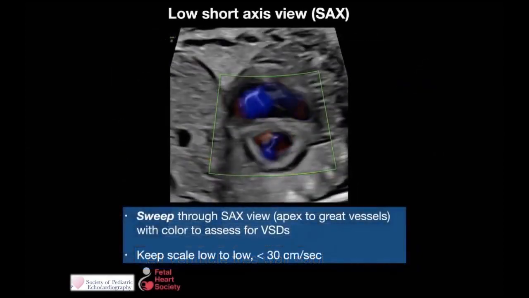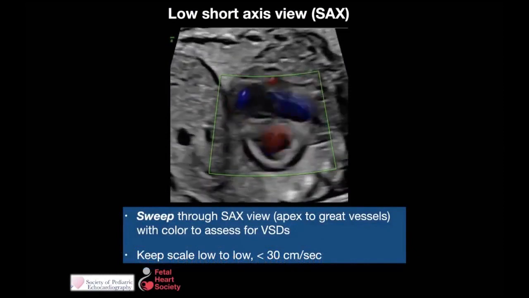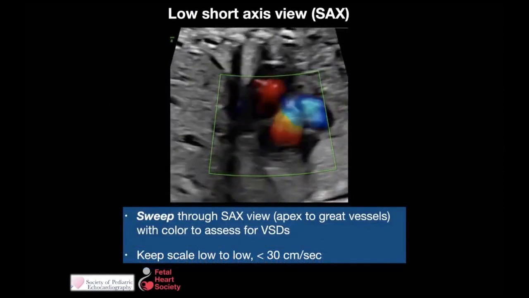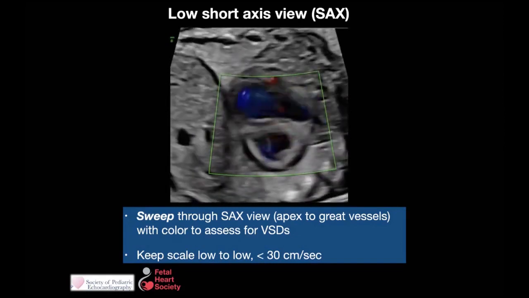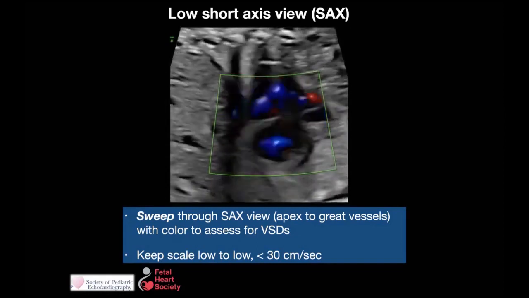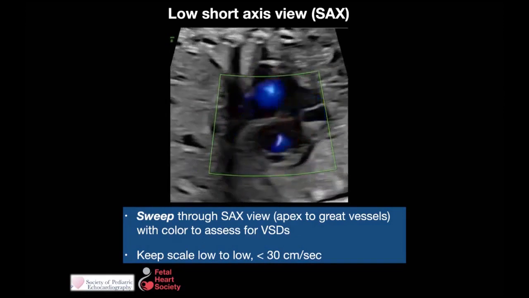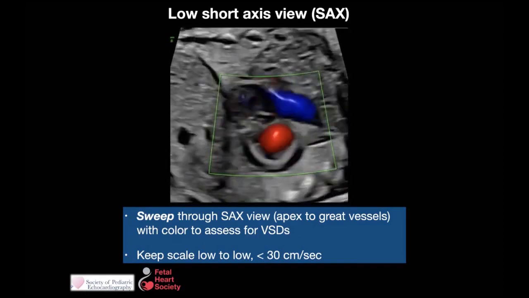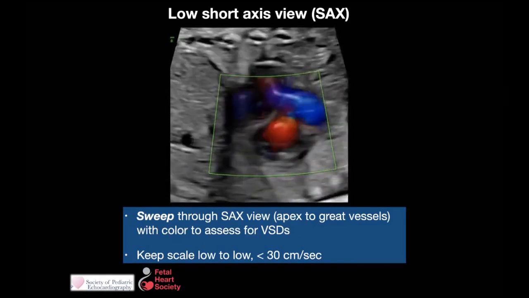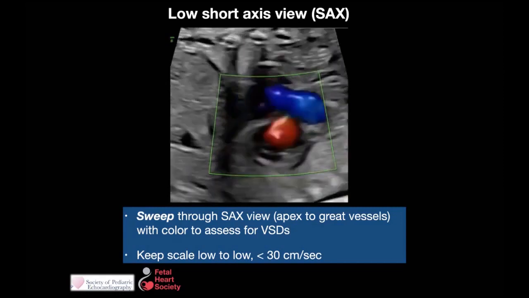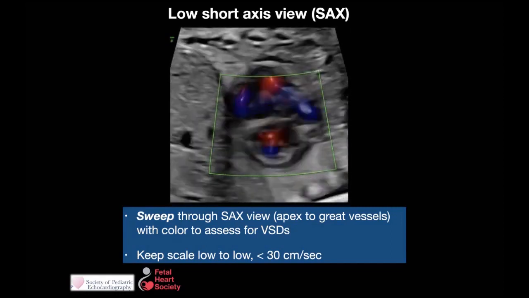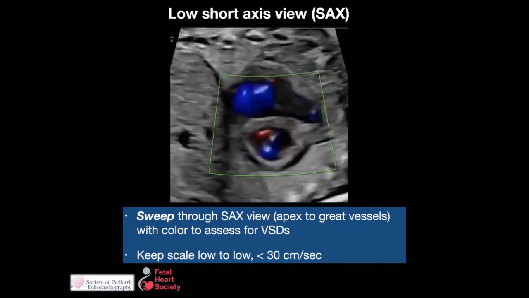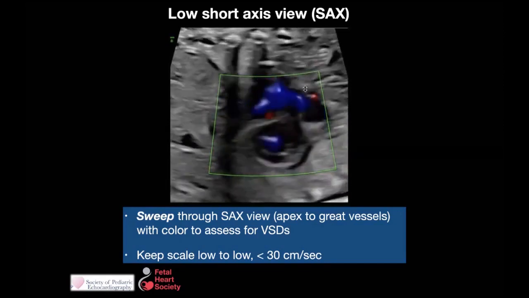And with color Doppler, you want to sweep through the short axis view from the apex to the great vessels and assess for any ventricular septal defects. Again, technique is key for being able to identify any specific defects with color. You want to keep your color box small, just tight around the specific structure you're assessing. This is to increase the frame rate, and also keep your scale low, so I'd say less than 30 centimeters per second.